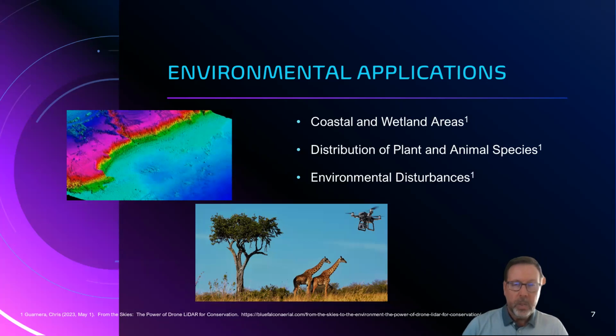This really cool LiDAR data picture here on the left is of a coastal area showing erosion data over time, how the coast is actually changing. Distribution of plant and animal species is another application that's very useful in determining trends for at-risk species. And then finally, environmental disturbances: being able to monitor areas that have been impacted by storms, fires, and other disturbances, both natural and man-made, is very important for restoration of those areas.